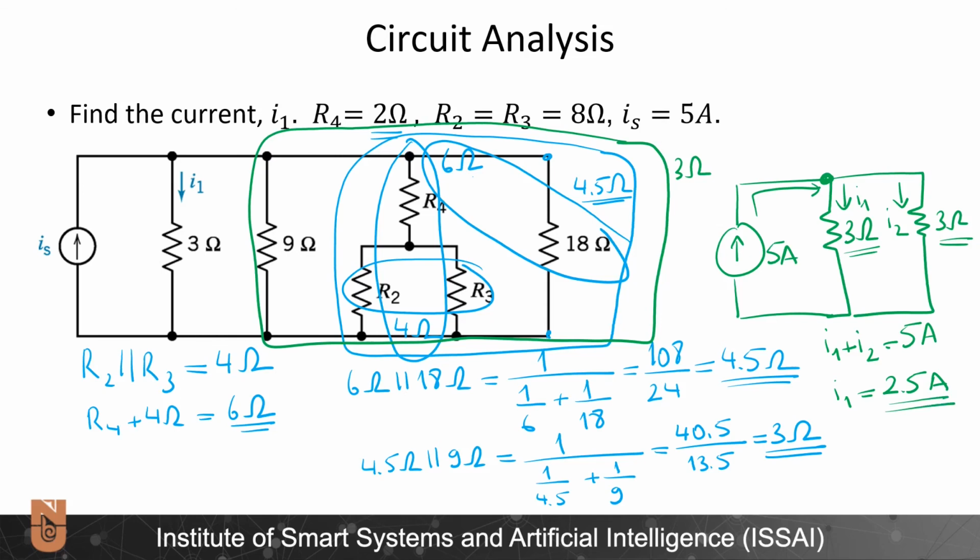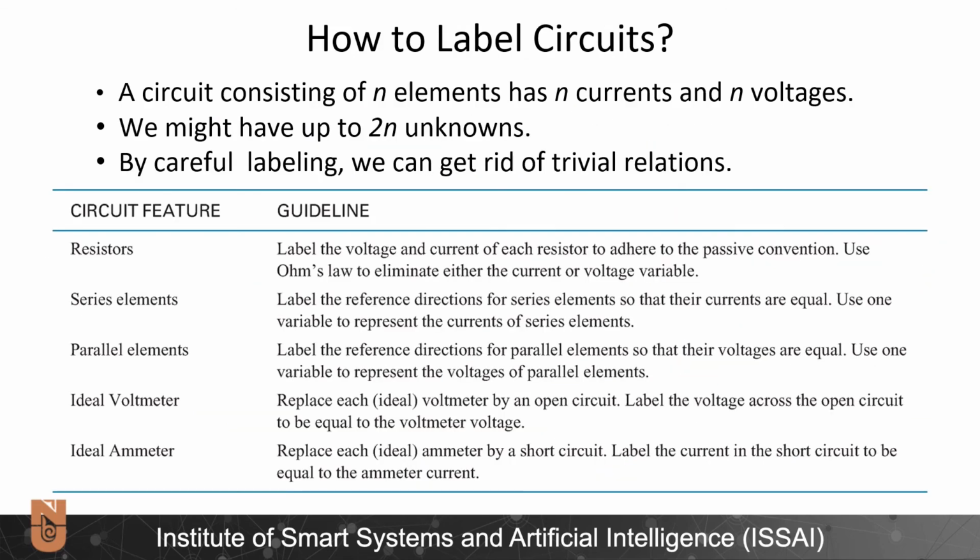So I solved this circuit mainly by reducing the equivalent resistances, but this I can do only in special cases. For instance, if this circuit would have contained more current or voltage sources or other elements such as dependent sources, this trick would not have worked. A circuit consisting of n elements has n currents and n voltages, so we might have up to 2n unknowns for our equations for circuit analysis.